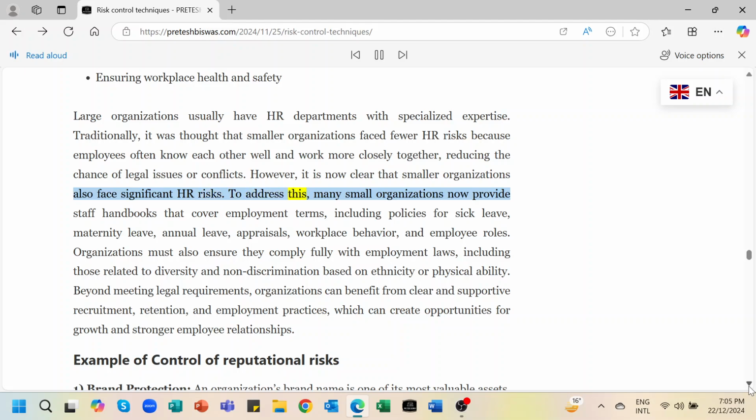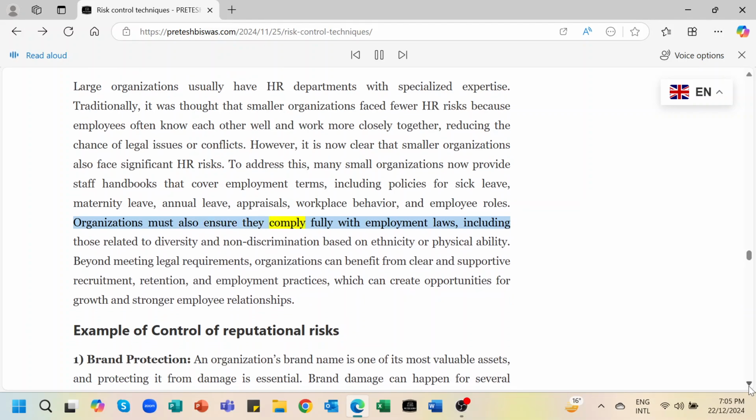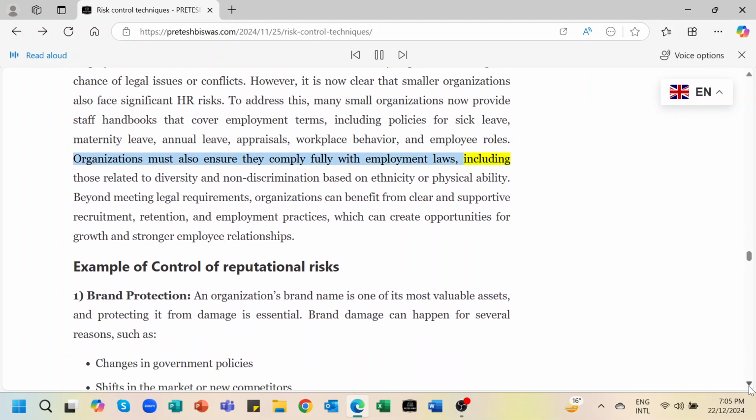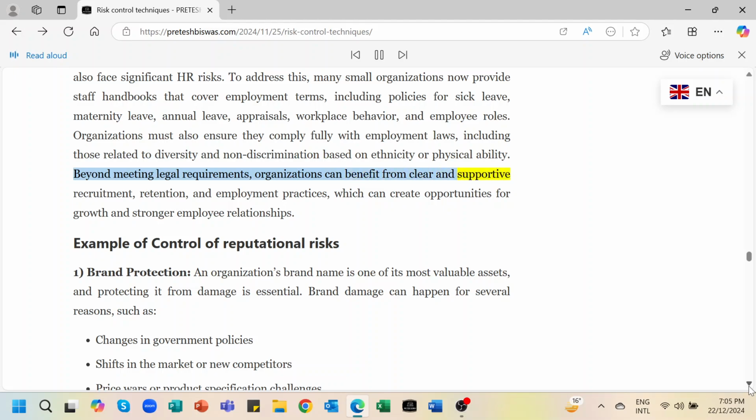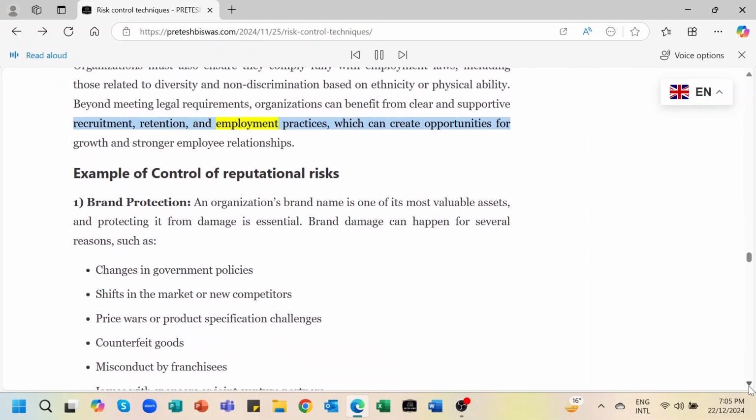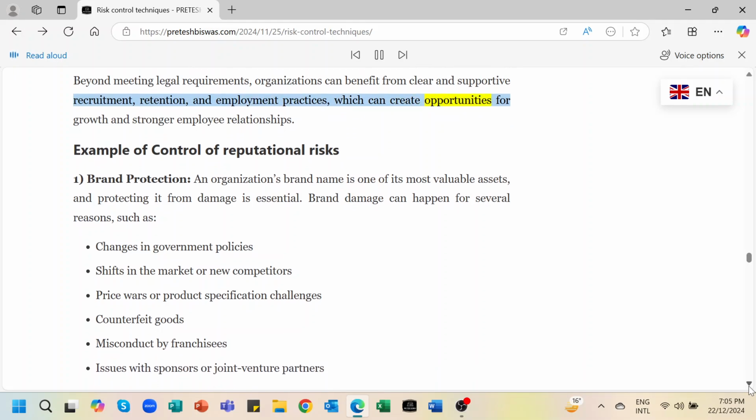To address this, many small organizations now provide staff handbooks that cover employment terms, including policies for sick leave, maternity leave, annual leave, appraisals, workplace behavior, and employee roles. Organizations must also ensure they comply fully with employment laws, including those related to diversity and non-discrimination based on ethnicity or physical ability. Beyond meeting legal requirements, organizations can benefit from clear and supportive recruitment, retention, and employment practices, which can create opportunities for growth and stronger employee relationships.